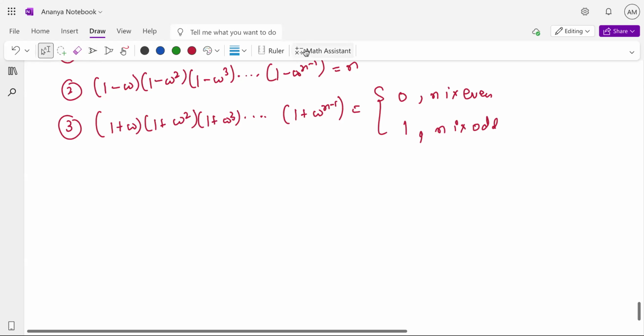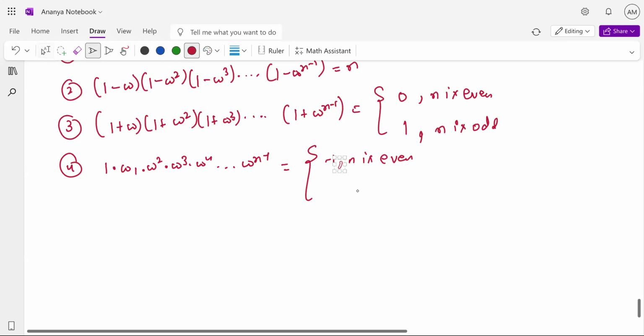And the last is again the same: 1 dot omega dot omega square, dot omega cube, dot omega 4, up to omega n minus 1. Okay, it will result in how much? Minus 1 if n is even, 1 if n is odd. Okay. Any doubt till here?